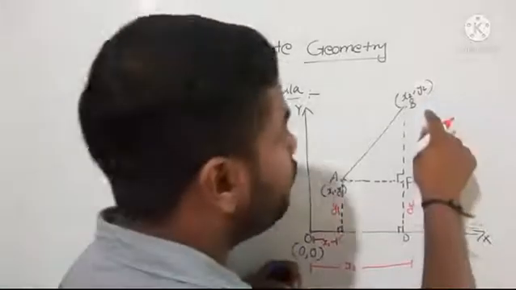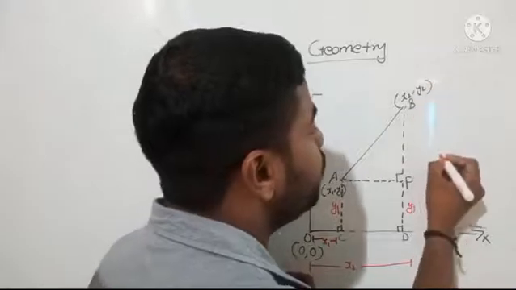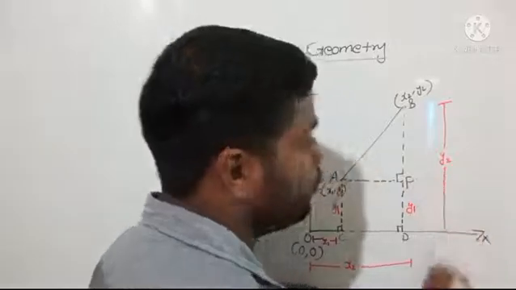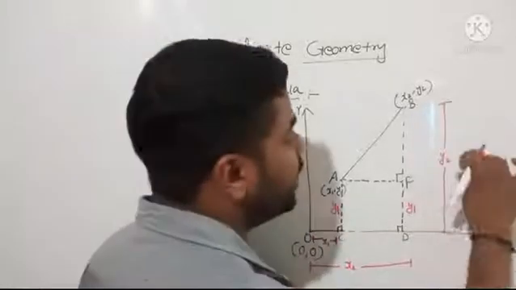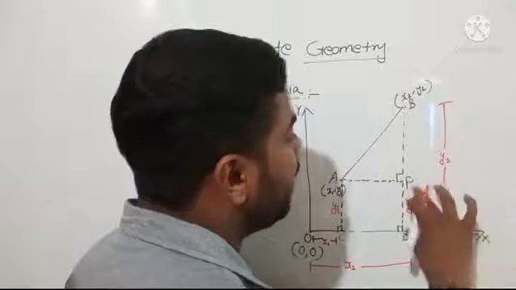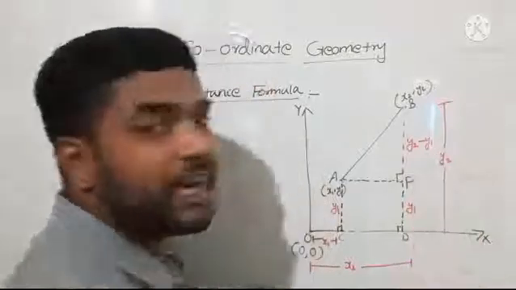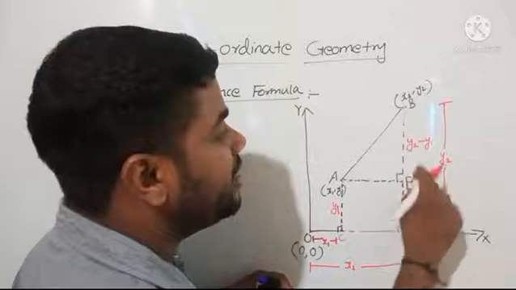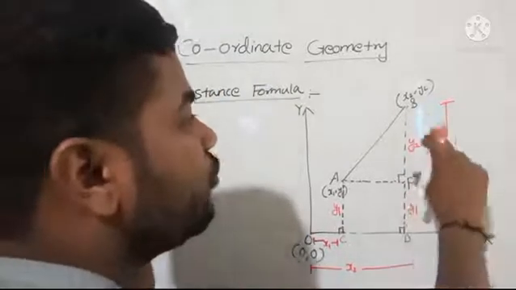The length of BD is y2, because the y coordinate of B is y2. The length of BD is y2 and the length of PD is y1. Then we can find the distance BP, that is BD minus PD, which is y2 minus y1. So the length of BP is y2 minus y1.